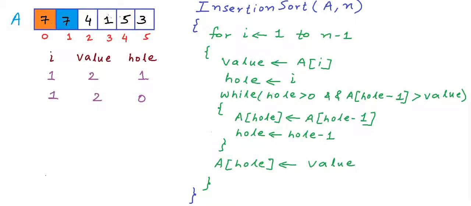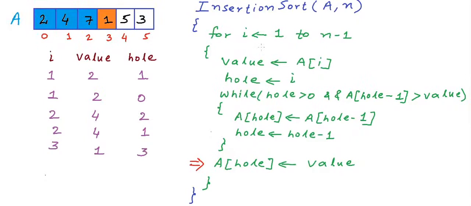And now in the while loop this condition will be false, hole is equal to 0. So we will come here, we will fill up 2 at this particular position at index 0. And now i will be incremented, so value will be 4 and hole will be index 2. 7 is greater than 4, so we will shift it and the imaginary hole will go to position 1. And now hole minus 1, which is 2, is not greater than value, so we will come out of the while loop and we will write 4 at this particular position, and we will go on like this.